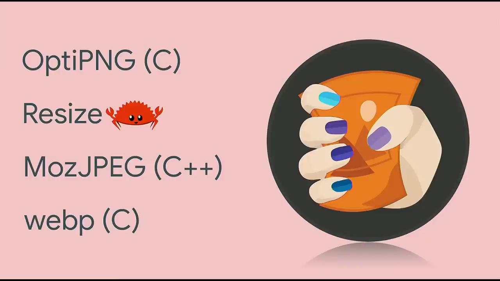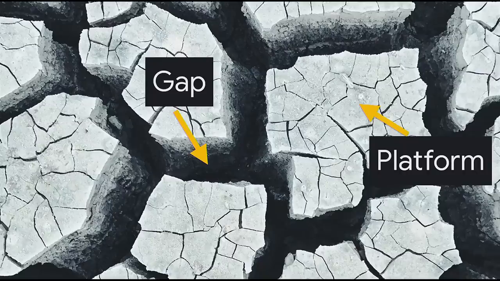So the bottom line is that with Squoosh, we are using at least four different libraries from two different languages that have nothing to do with the web, but we still proceeded to use them on the web. That's what I want you to take home from this entire talk: if you find a gap in the web platform that has been filled many times in another language, but not on the web, or not in JavaScript, WebAssembly might be your tool.